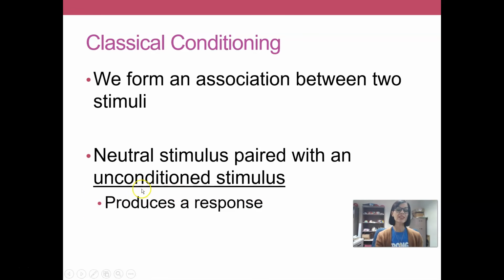So this unconditioned stimulus will produce some type of response. So if I shoot a puff of air into your eye, you will blink. And I didn't teach you to blink. That is something that you do instinctually.